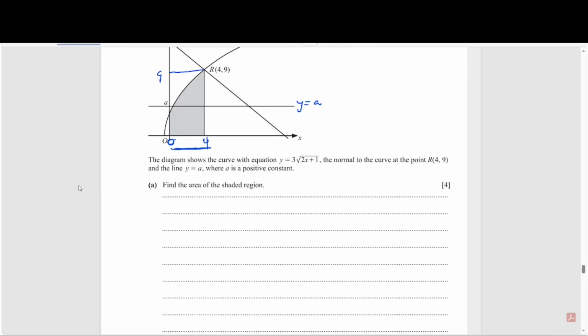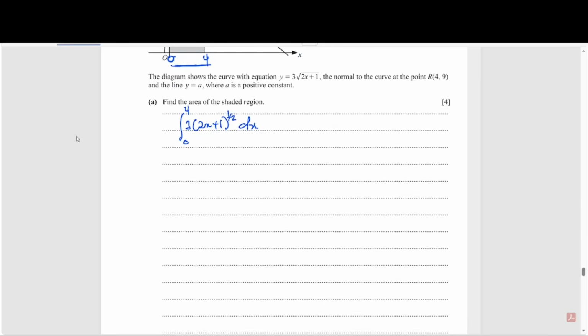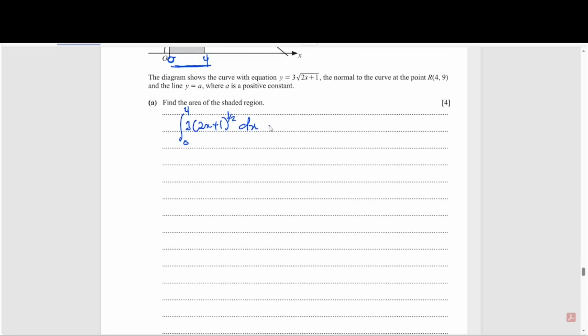So it means to find the area of the shaded region, we need to integrate the function y, which is equal to 3 times (2x plus 1) to the exponent half, with respect to x all the way from 0 to 4. We can evaluate this integral and then we find our solution. So we go, 3 can be written outside since it's a constant.